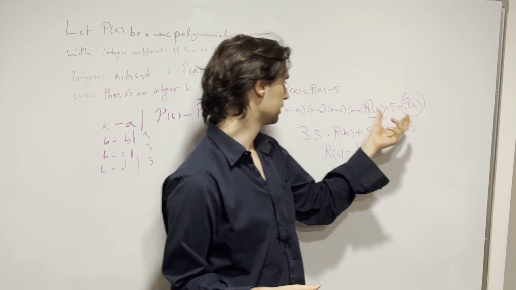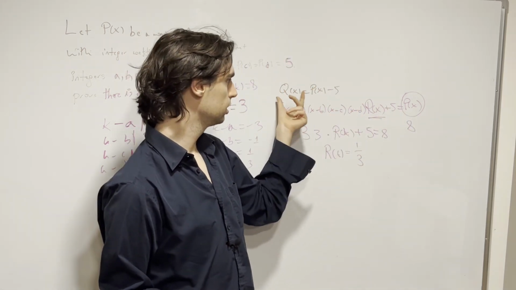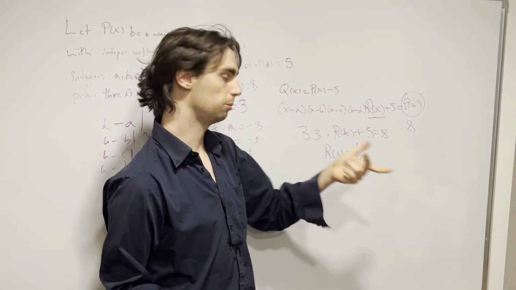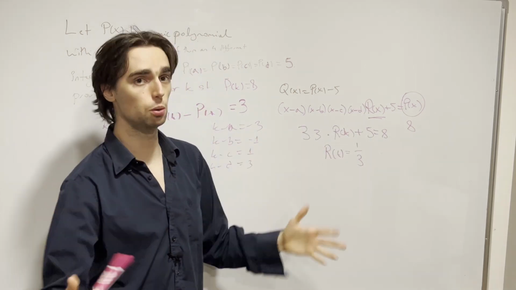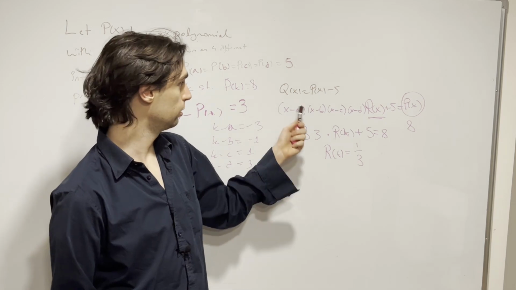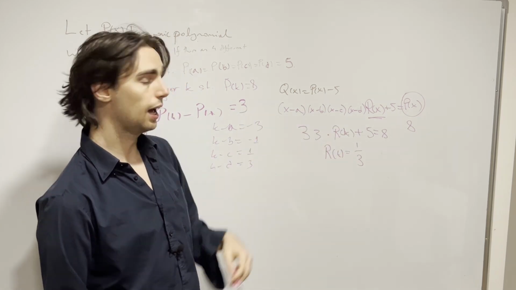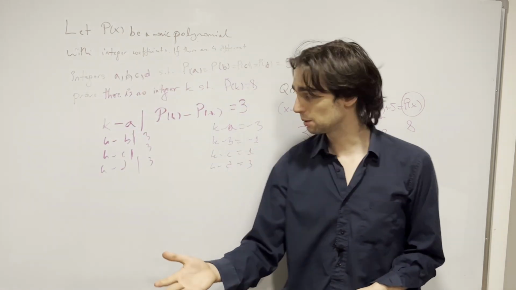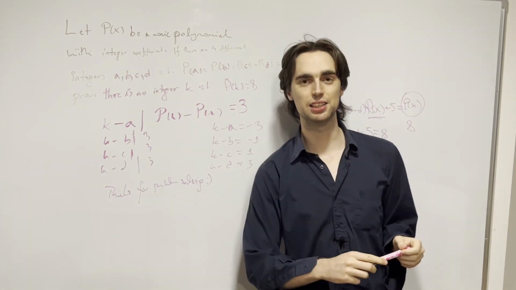If this polynomial q was divisible by all of these, which means when we factor them out, we still get a polynomial with integer coefficients. This is a contradiction to r being a polynomial with integer coefficients. And so we're done. This finishes up the problem, and as always, thanks for problem solving.